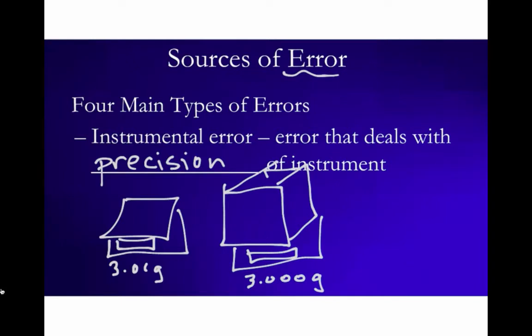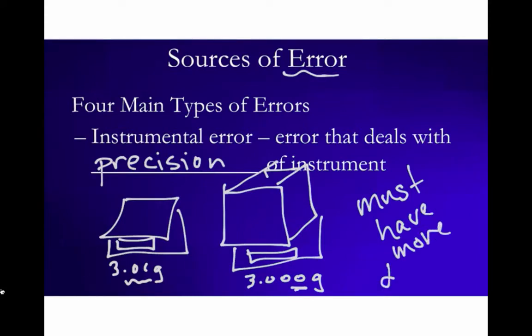Which instrument is going to give you better results? Well, it depends on exactly what you need to measure for. Sometimes we don't need all these decimal places, they're just distracting. But if this is not enough for you to see what's happening in your experiment, then you must have more decimal places. And sometimes we just can't get enough. And that's where instrumental error comes in.